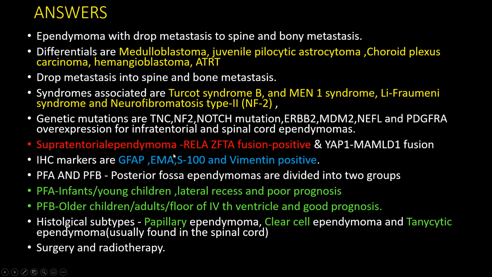So what are the IHC markers which are seen associated with this lesion? They are GFAP, that is glial fibrillary acidic protein, EMA, epithelial membrane antigen, S100, and vimentin positive. So what are PFA and PFB, which are seen in the question?